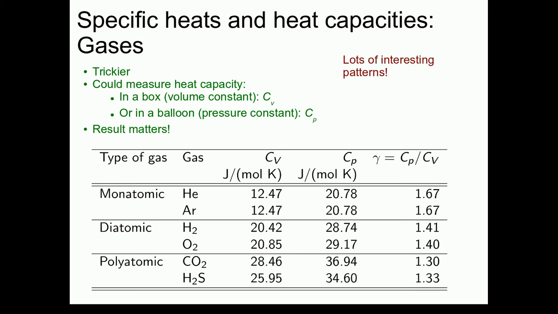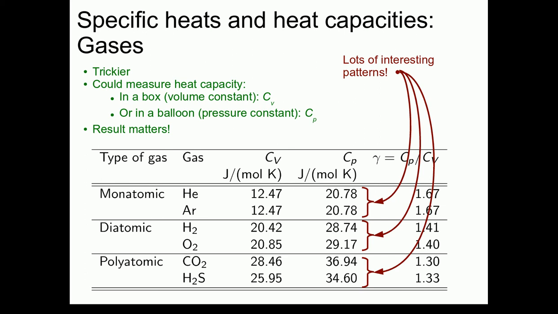We can see some interesting patterns in this table. We see that monatomic gases tend to have C_V of approximately 12.47. Diatomic gases seem to all have a similar heat capacity of around 20. And polyatomic gases seem to have a heat capacity somewhere in the neighborhood of the high 20s. So it seems that the structure of the molecule is important for the heat capacity.